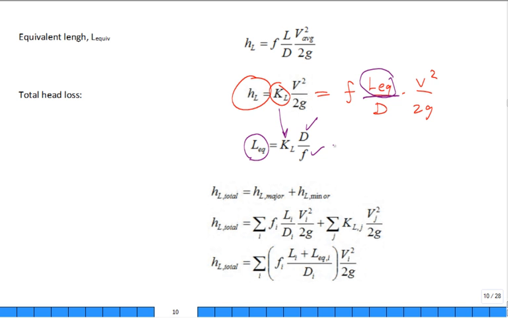You'll see people talk about equivalent length. Why? Because it's easy to compare. Let's say I have 30 meters of straight run pipe and then I have a fitting which contributes an equivalent length of 3 meters. Well, then I have a total head loss of 33, and 3 of it is contributed by the minor loss, the fitting. All right.